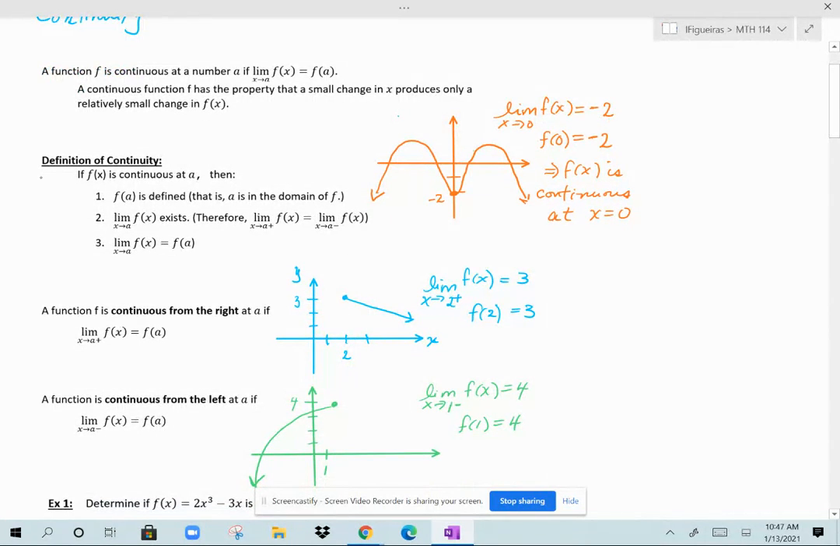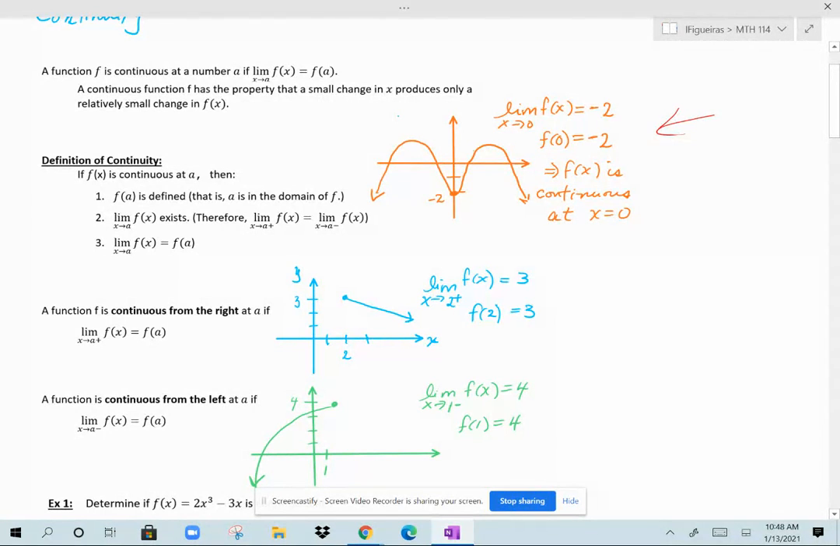So here are some examples of how to identify a function that's continuous, and then we'll talk about discontinuities. So just to spell it out more clearly, if f of x is continuous at a, then f of a is defined, which means a has to be in the domain of the function. The limit must exist, and therefore the left-hand limit and the right-hand limit are equal. And finally, the limit value and the function value must be the same in order for the function to be continuous.